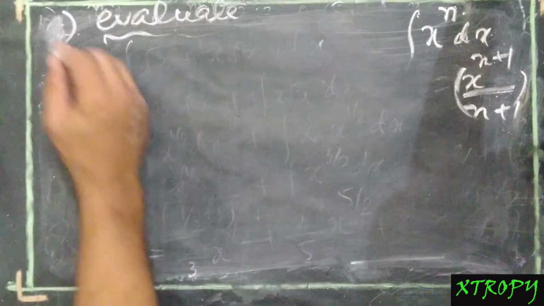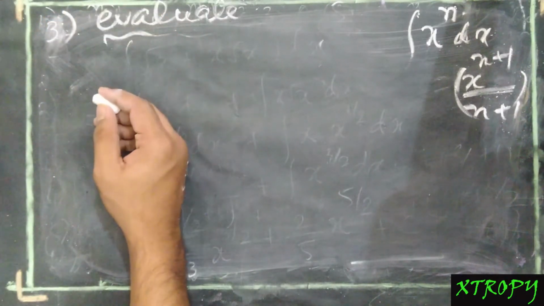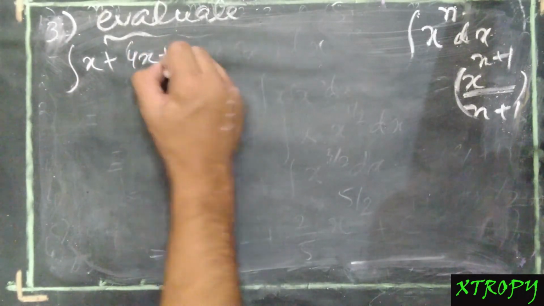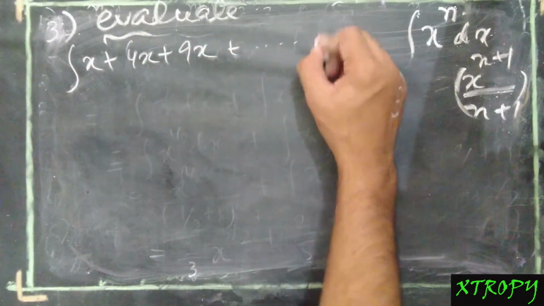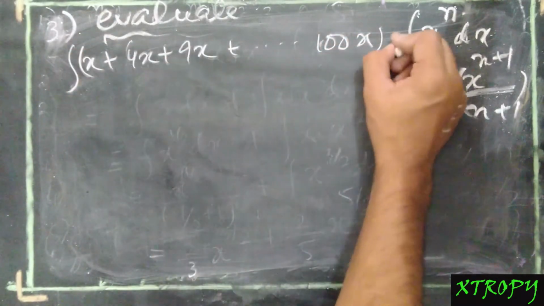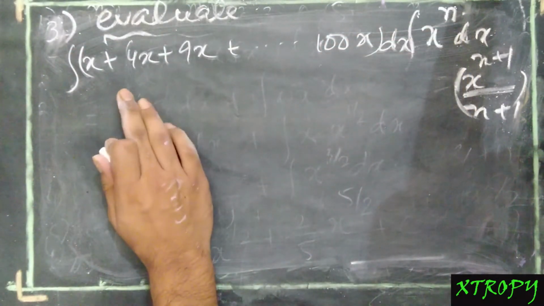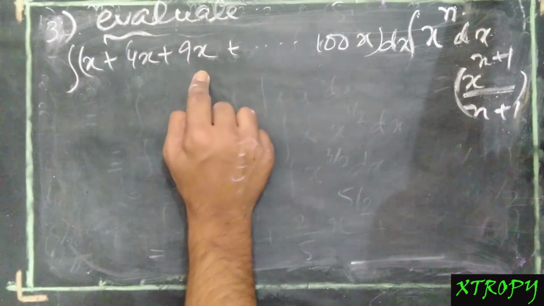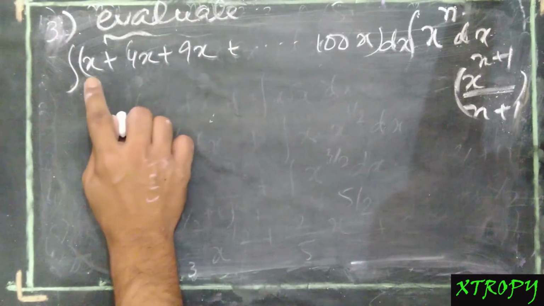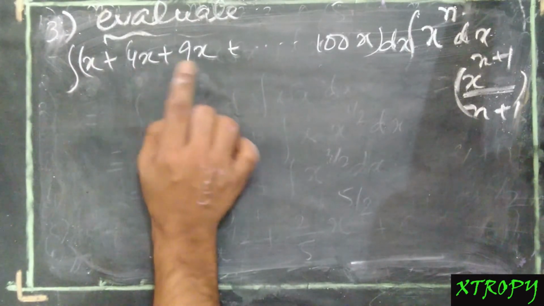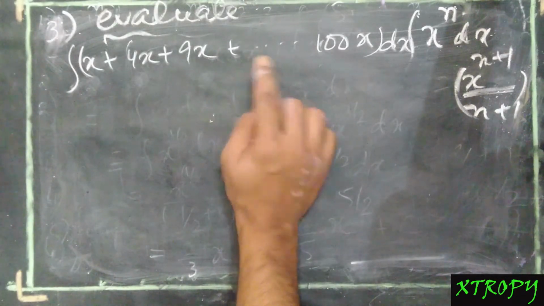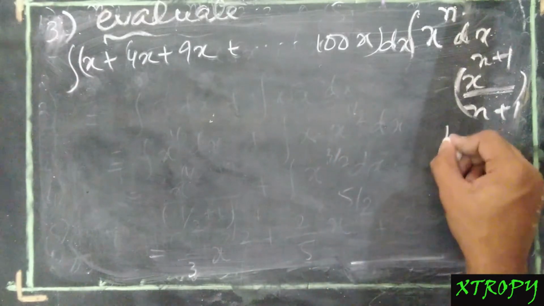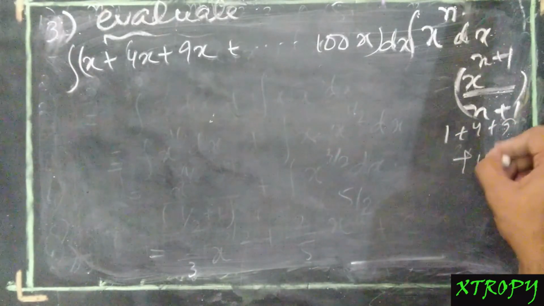Now let's take the third example. In this we will also learn something new. Suppose you are asked to evaluate the integral of x plus 4x plus 9x up to 100x dx. So do you recognize the pattern? This is x, 4x, 9x. What are these actually? This is 1 square, 2 square, 3 square, then 4 square will come, 5 square, up to 10 square. So will you sit down and add 1 plus 4 plus 9 up to 100?